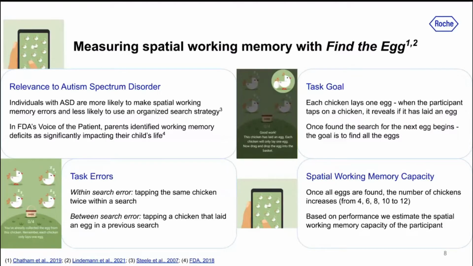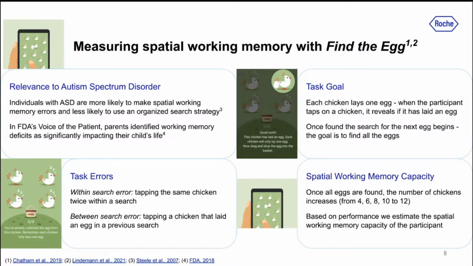So we developed this task, which is a fun task on the smartphone, where the participant needs to look at these different chickens which are displayed on the screen and choose to tap one to see if it's laid an egg. And each of the chickens will lay one egg, and when they tap it, the chicken stands up and reveals that it's laid an egg. When they find an egg, they place it in a basket, and then they search for the next egg.